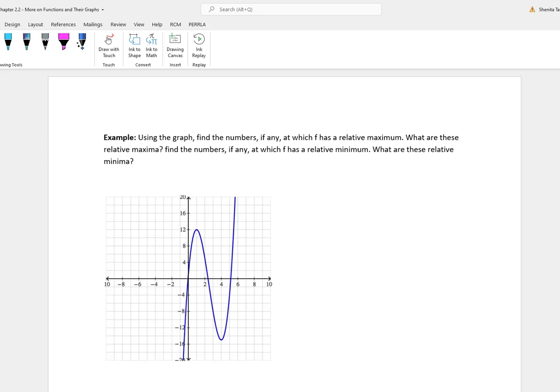So as you can see, we have a peak here. This point is (1, 12). We have a bottom here. This point is (4, -15).